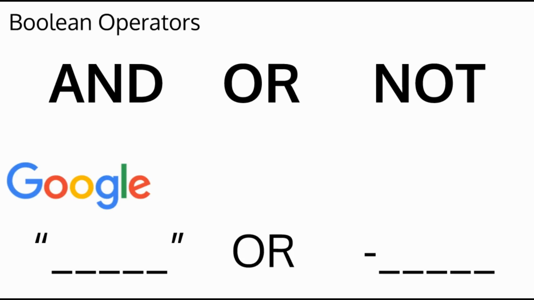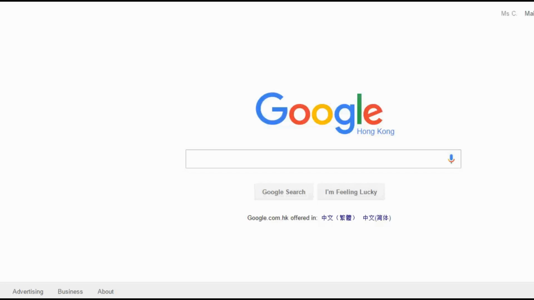Now, Google search does use Boolean operators, but it just uses its own code for these three words. So instead of and, it puts things in quotation marks. Or is the same, make sure it's capital letters. And instead of putting the word not, they use a minus sign. Now, these Boolean operators are really handy when you're doing Google searches.